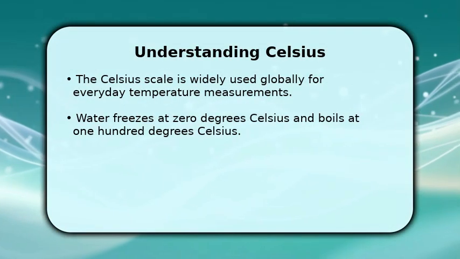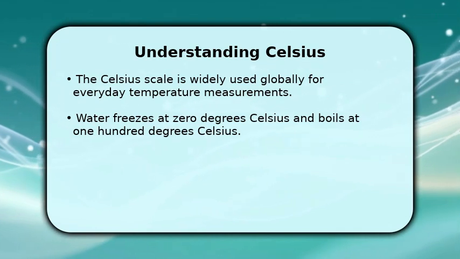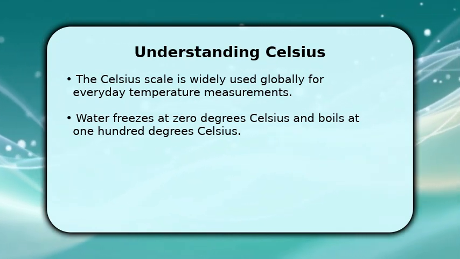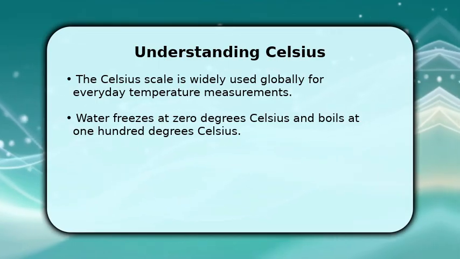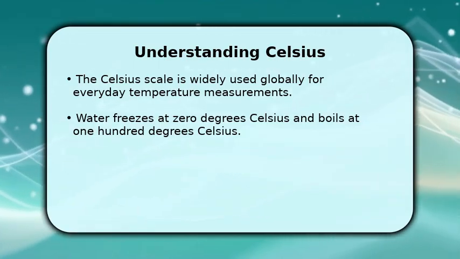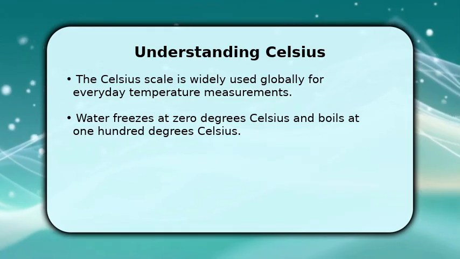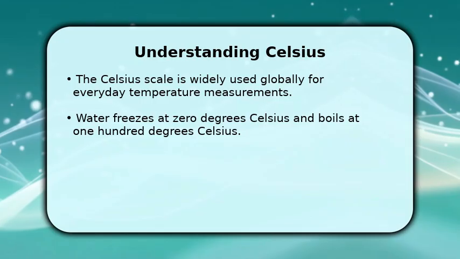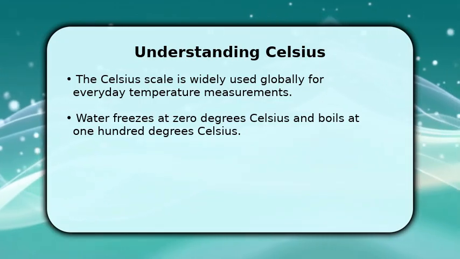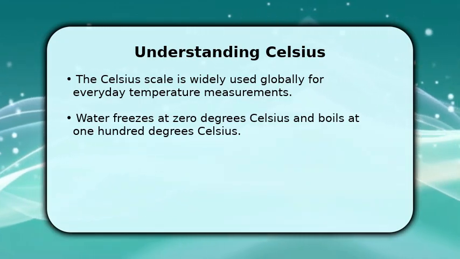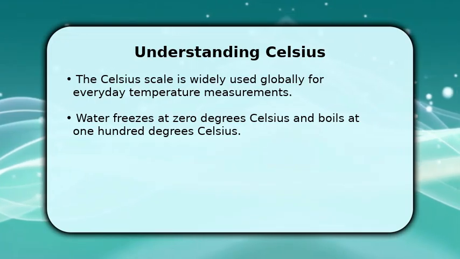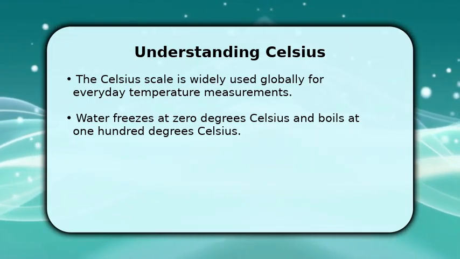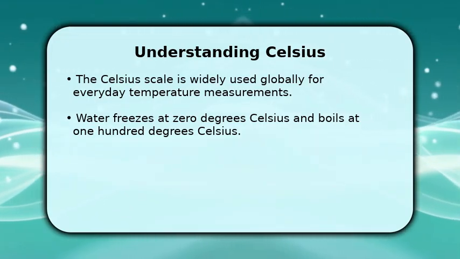The Celsius scale, also known as centigrade, is a common temperature unit used in most countries around the world. It's based on the properties of water, with 0 degrees Celsius marking the freezing point and 100 degrees Celsius indicating the boiling point at standard atmospheric pressure. This makes it very intuitive for daily use and understanding weather patterns.